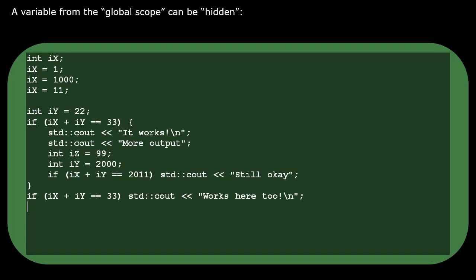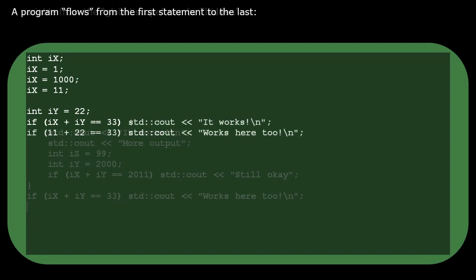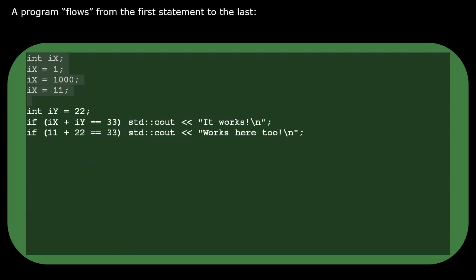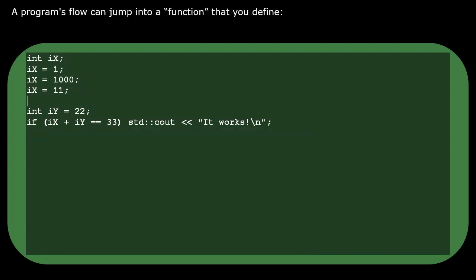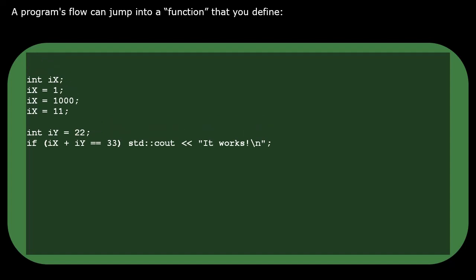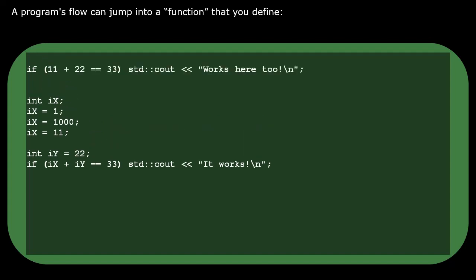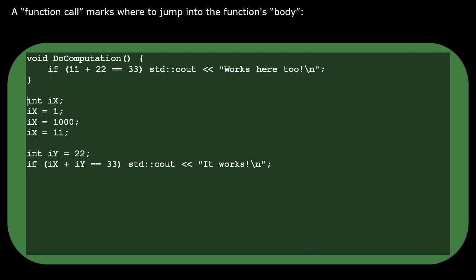For everything that we've seen so far, the computer will run our program by executing our statements one after another in a straight line sequence that flows from the first statement to the last. But we could cause that program flow to jump around if we want. We could take some of the statements and move them elsewhere into something called a function. Functions have a name. This one is named do computation. Where those statements used to be, we use that name to write a function call.